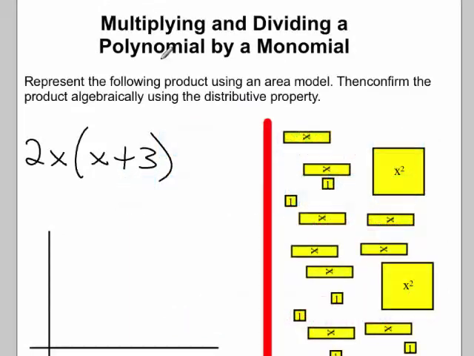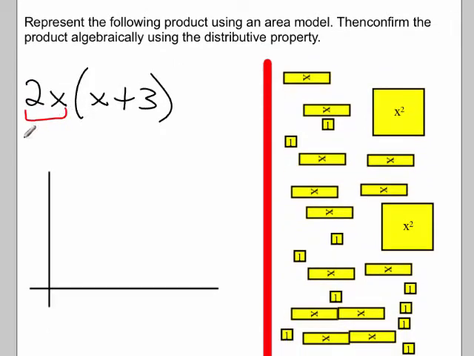So I have a situation set up here. I want to multiply this monomial 2x by this polynomial x plus 3. And I'm going to talk about this two ways as always. First of all, we're going to take the visual approach, the area approach of a rectangle, and think of our 2x as the length, our x plus 3 is the width, and if we multiply length times width, we get the area of our rectangle.